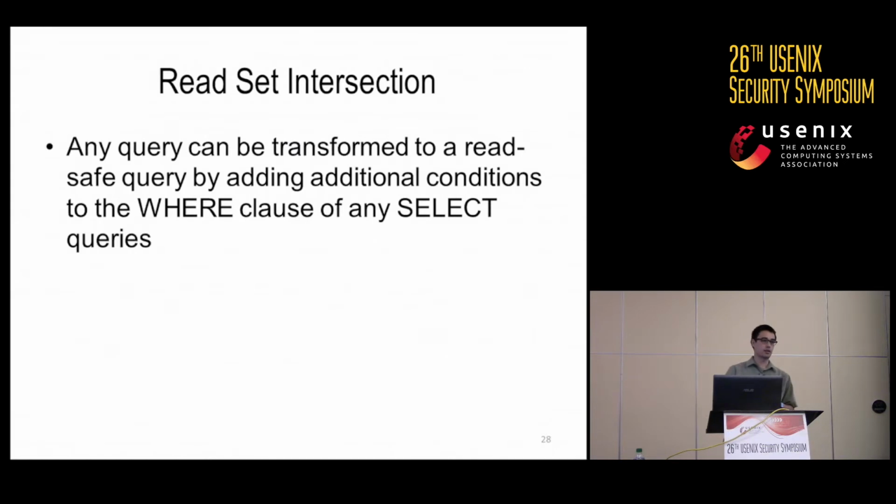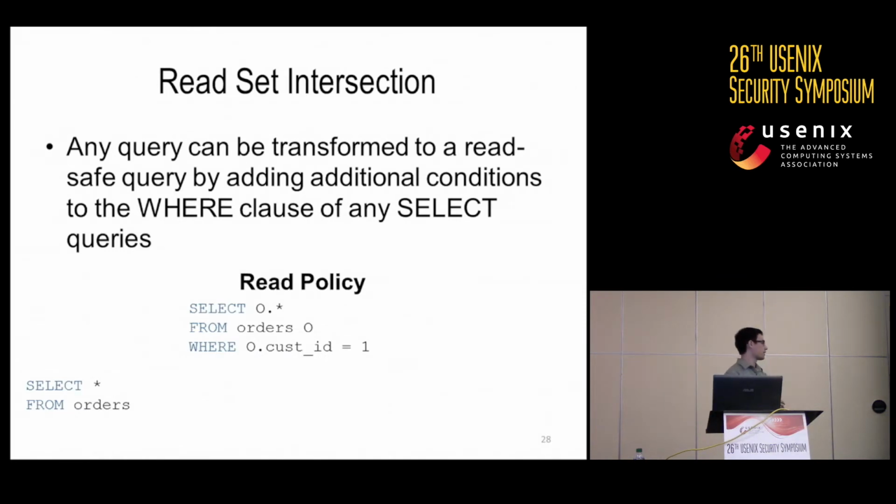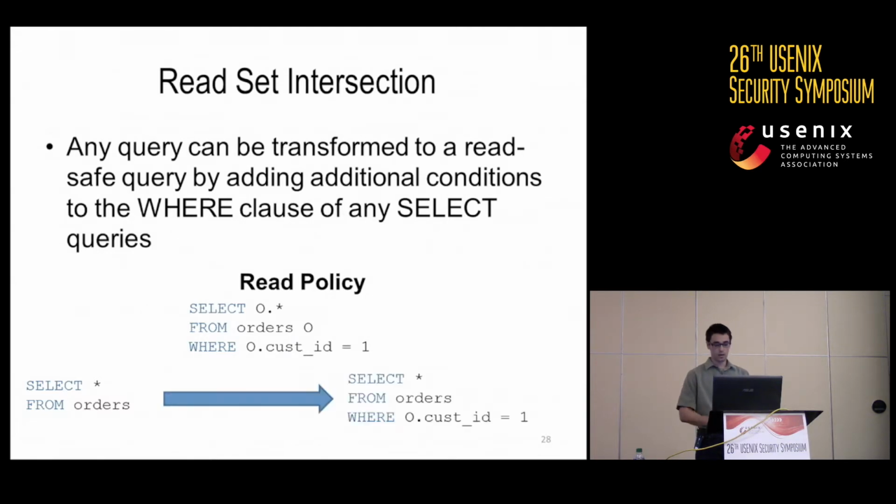So read-set intersection takes advantage of a very simple idea, which is that we can append the where conditions of the policy to the select query's where conditions. And that will ensure that the query only operates on the authorized tuples. The theoretical backing behind this you can find in the paper. So suppose we have this select star from orders. We knew that before this wasn't read safe. But when I run it through the read-set intersection, all I do is simply add that extra where condition. And I know that this query is going to be read safe.